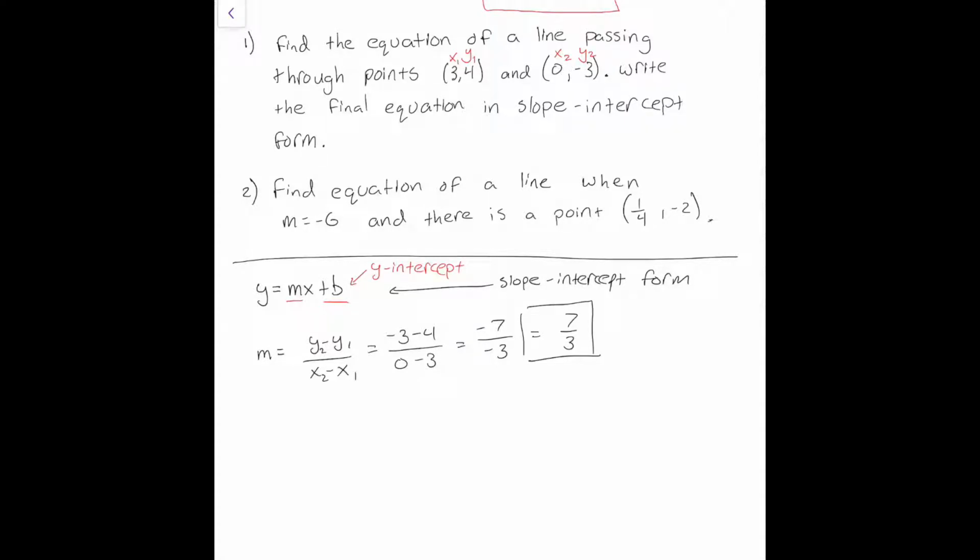So we'll take 3 and 4, and we'll plug that into our equation, and we'll get 4 is equal to m, which in this case is 7/3, times x, which in this case is 3. Now remember, we're using this point x, y, 3 and 4, and plugging that into our slope-intercept form, plus b. We go ahead and we solve for b in this case.